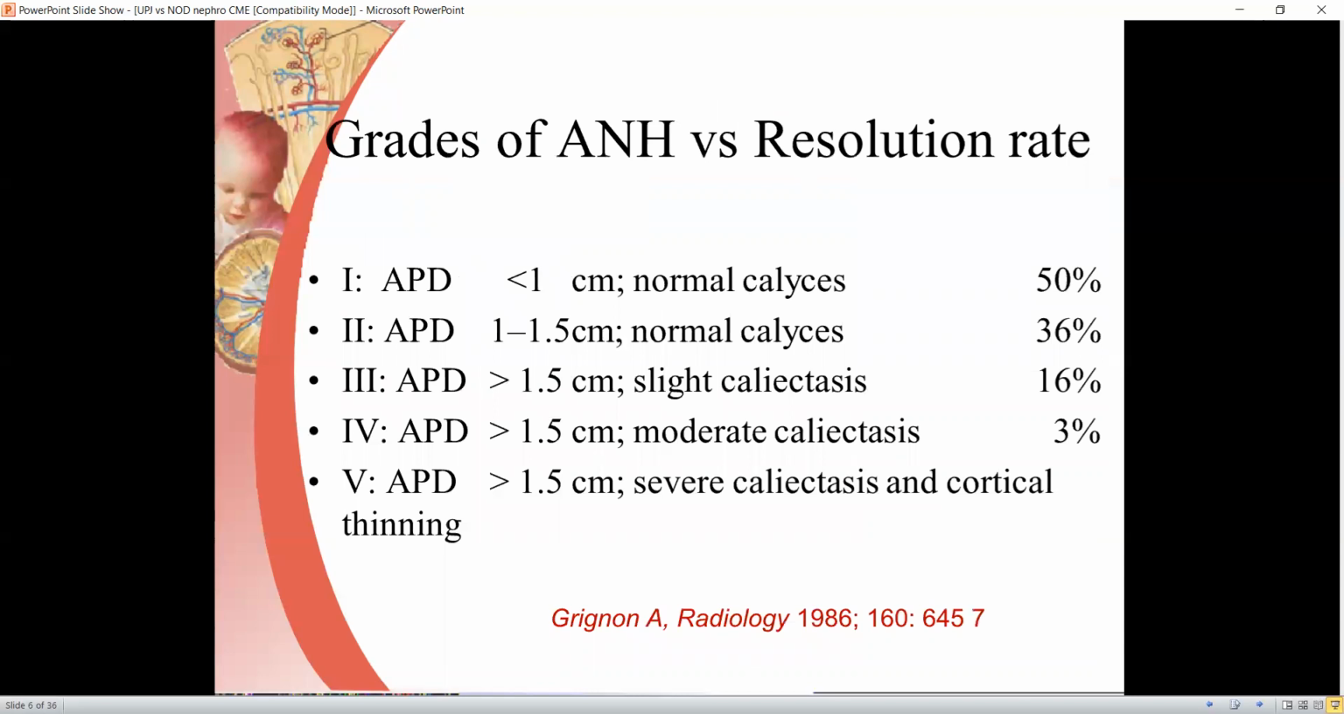Now, the Society of Fetal Urology grading included only the morphology, whereas later gradings like the Bignon grading incorporated the APD also. So they included anteroposterior diameter more than 1.5 and moderate calyceal dilatation, and these are the ones where the resolution rate is very poor.